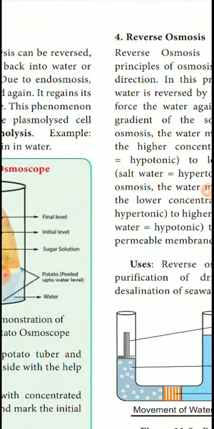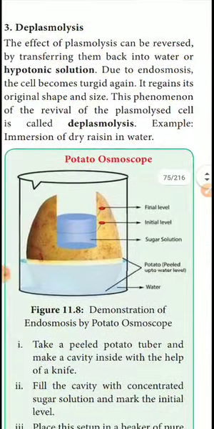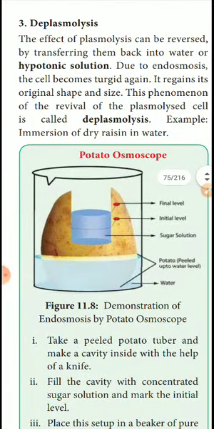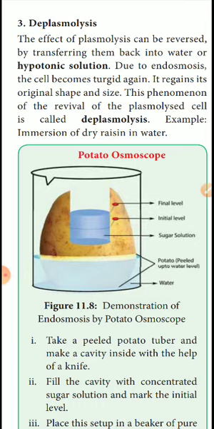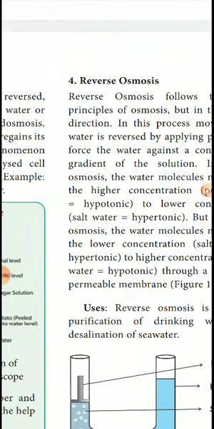This is one example of deplasmolysis. What is that? After placing the cell in a hypotonic solution, because of endosmosis the cell becomes turgid again. Okay, next we go for reverse osmosis.